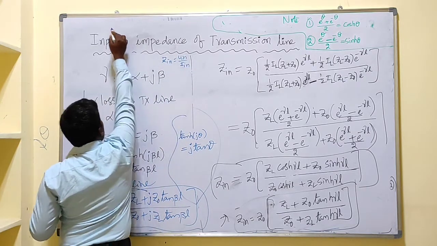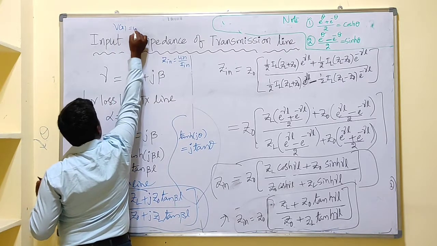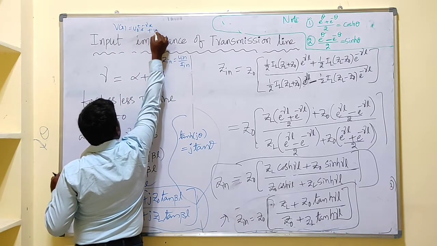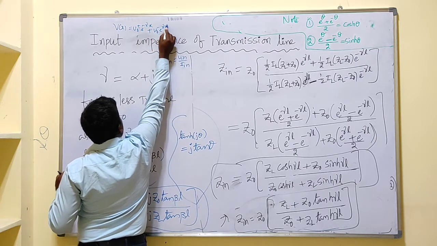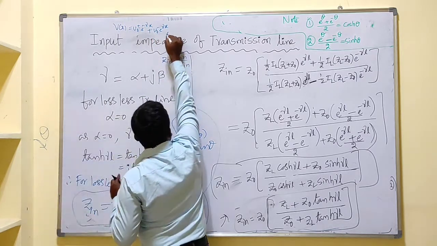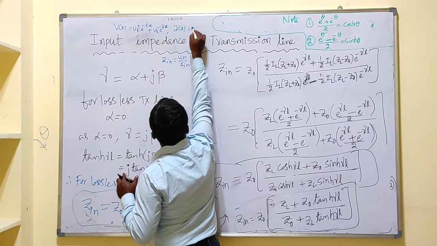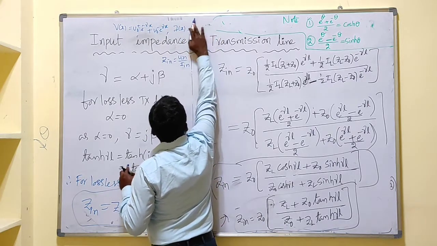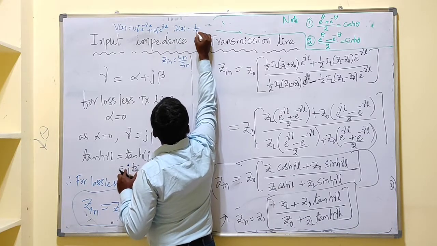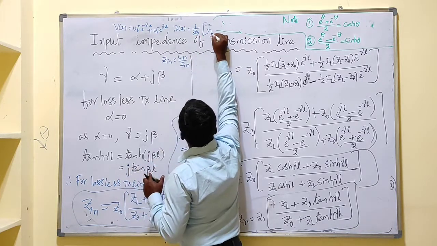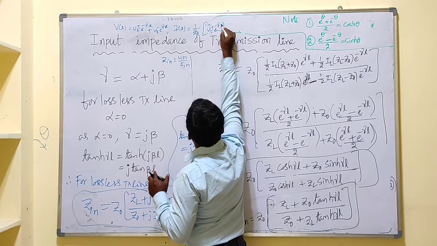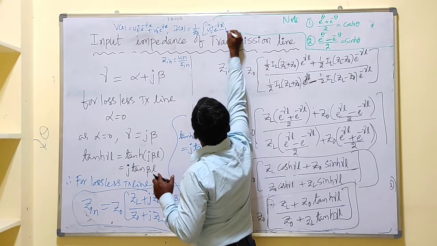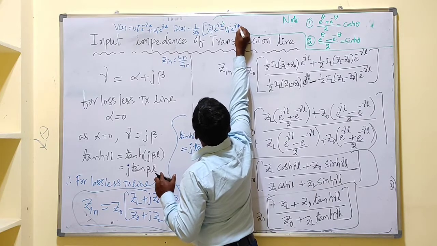We require the expression for voltage, that is V(x) equal to what? V0+ e to the power minus γx plus V0- e to the power γx for the voltage. And current I(x) equal to what? I0+ e to the power minus γx, or else in terms of the characteristic impedance, 1 by Z0 into V0+ e to the power minus γx minus V0- e to the power γx.